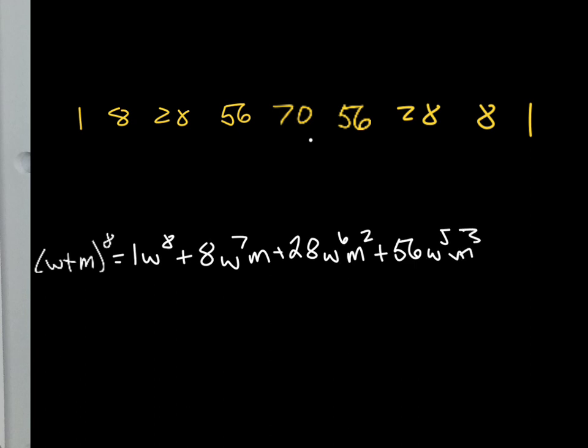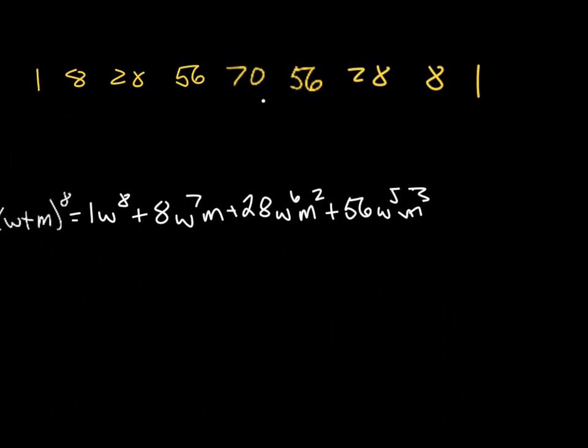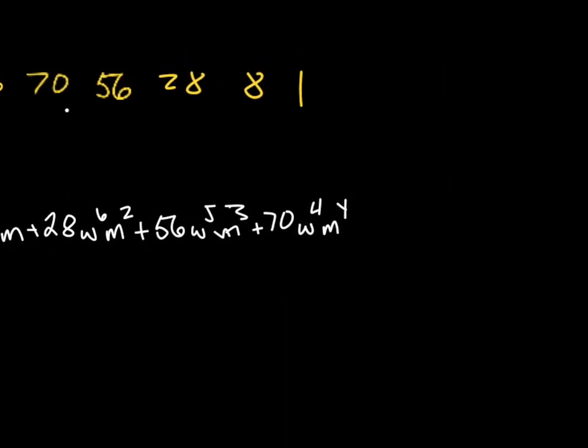Is this okay with everybody? I'll try to write small enough here. Plus 70. Oh yeah, I'm definitely not writing so long. Okay, 70. Go ahead. W to the 4th, M to the 4th. Okay. Plus 56 W cubed and it's a 4.